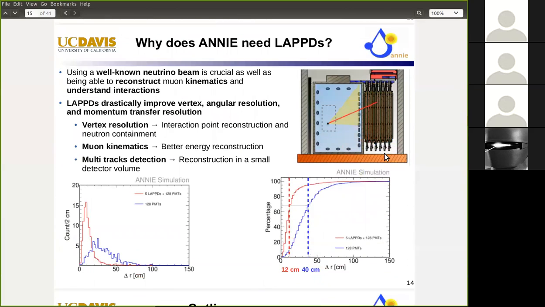I mentioned the LAPPDs a lot, but why does ANNIE actually need the LAPPDs? Well, first of all, you need to use a very well-known neutrino beam, and you need to be able to reconstruct muon kinematics and understand the interaction to provide a useful result for the study. And the LAPPDs drastically improve our vertex resolution, our angular resolution, and the momentum transfer resolution.